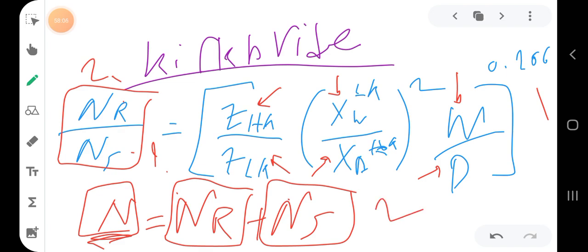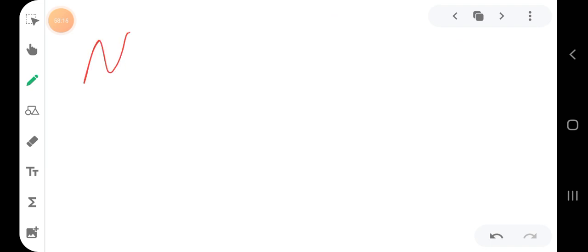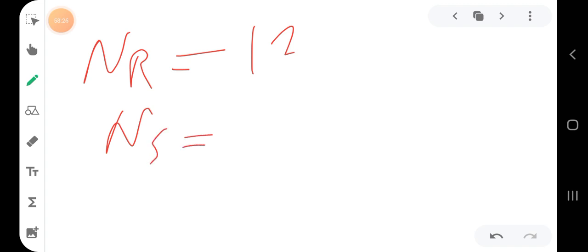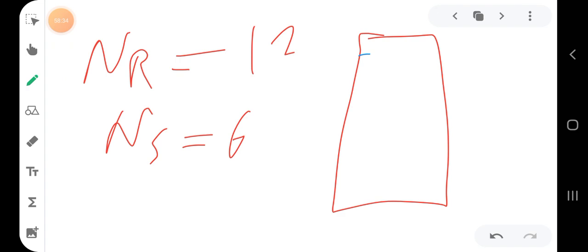So suppose, for example, you get NR approximately 12, and NS equal to 6. And you are counting stages from top to bottom. Just to make life easy, let's say 3 only. So we have 3 stages in the rectification section: 1, 2, 3. Then the stripping stages are 6: 1, 2, 3, 4, 5, 6.